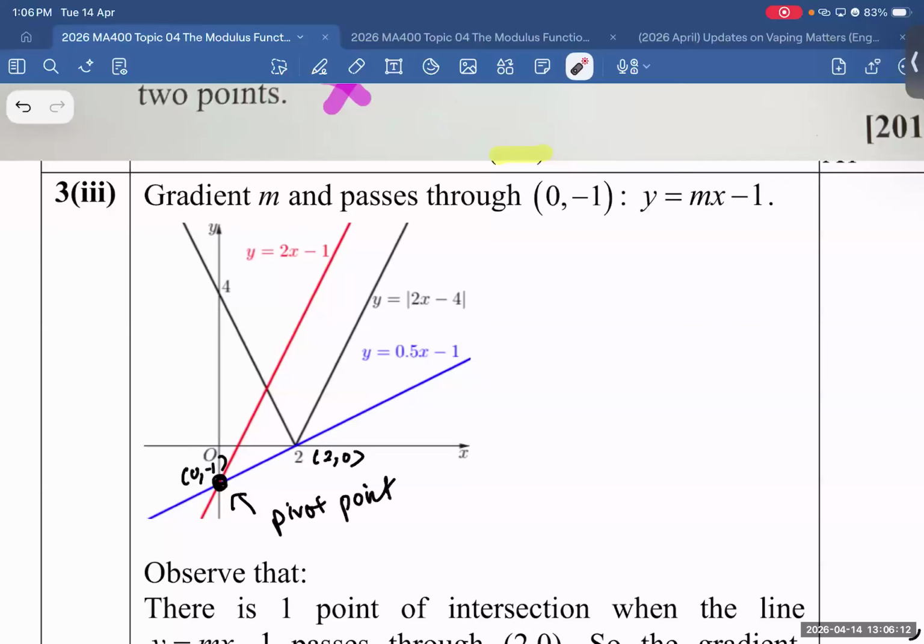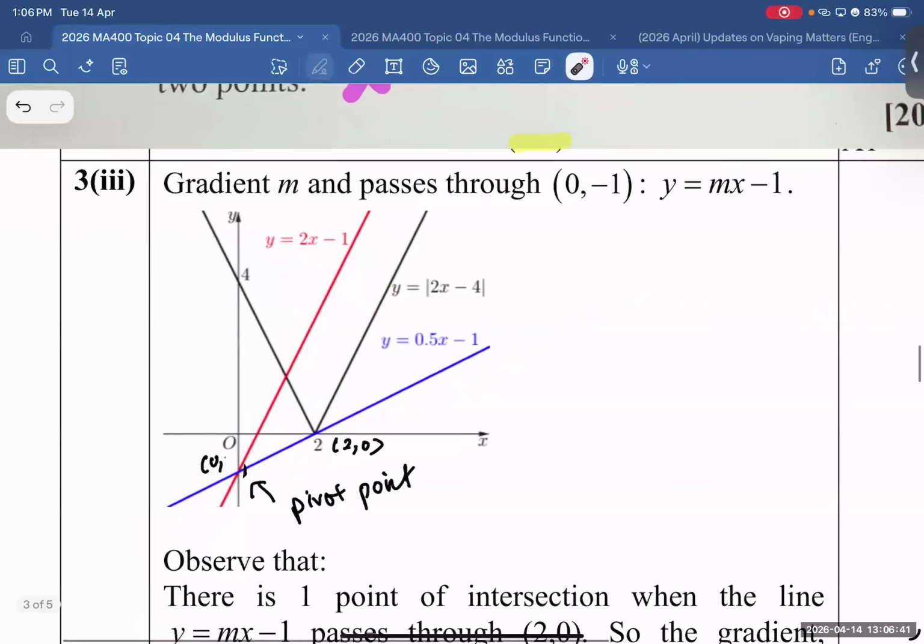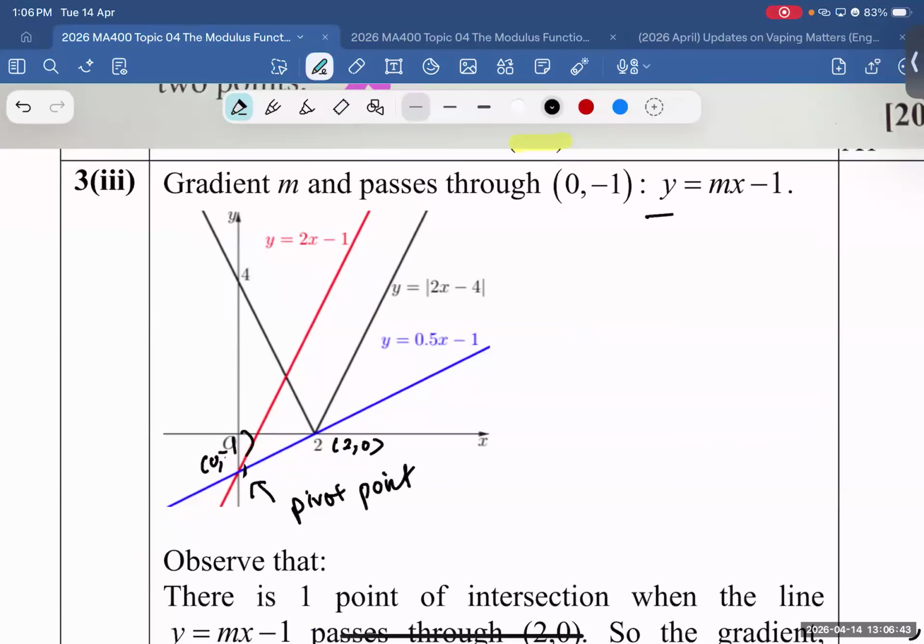If it's parallel, you will only intersect one time. Even if it's not parallel, if it's slightly steeper, it will also intersect one time. But this is a boundary. Anything must pass through this point. This is where the gradient is 2. Any position from this line to this line, because the point (0, -1) lies on this line.